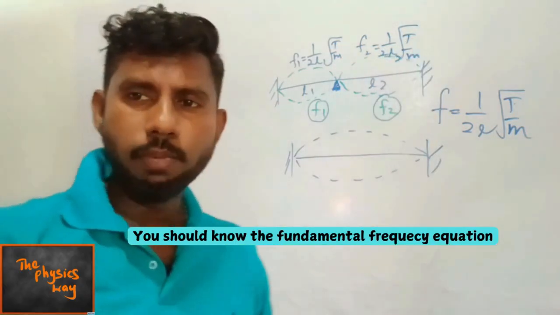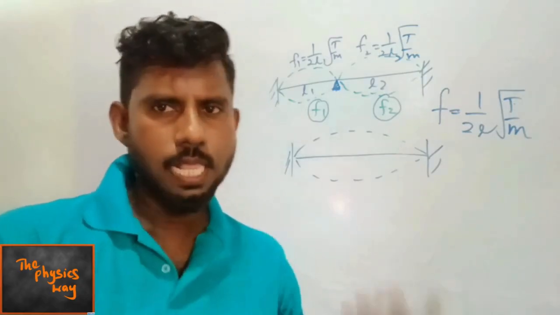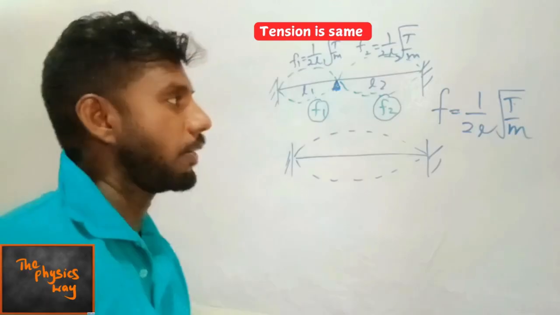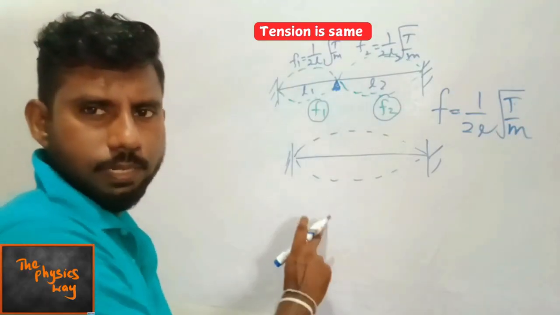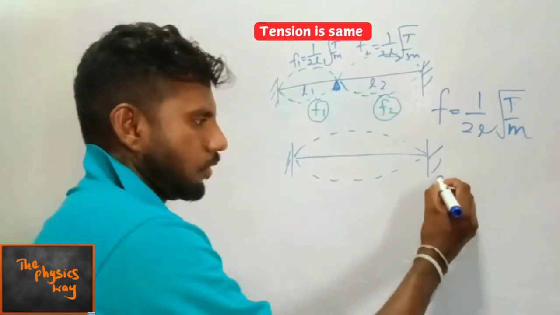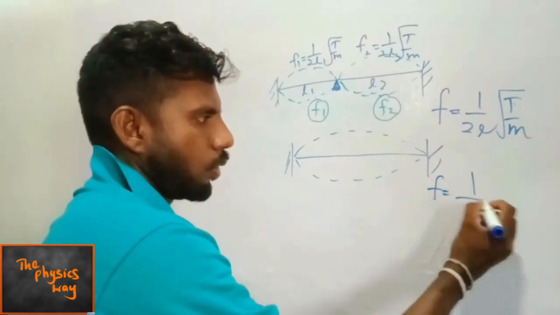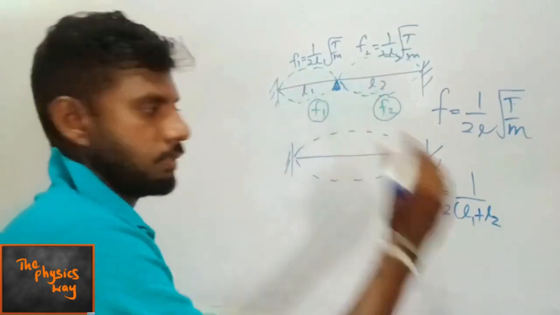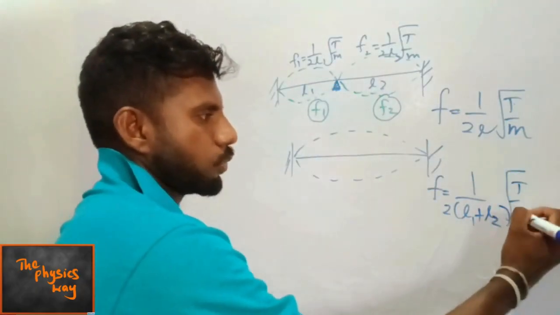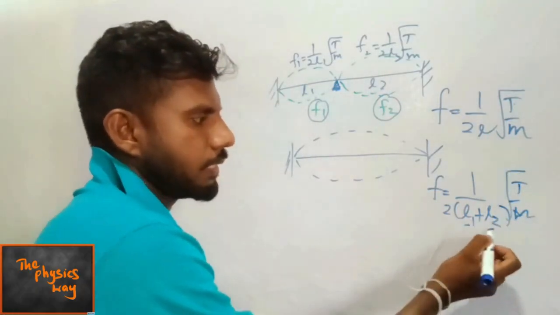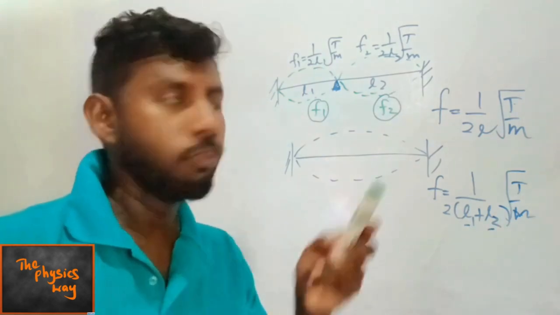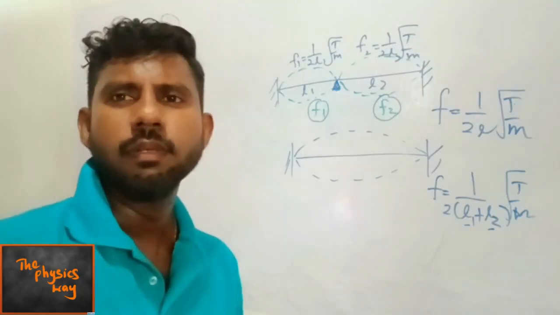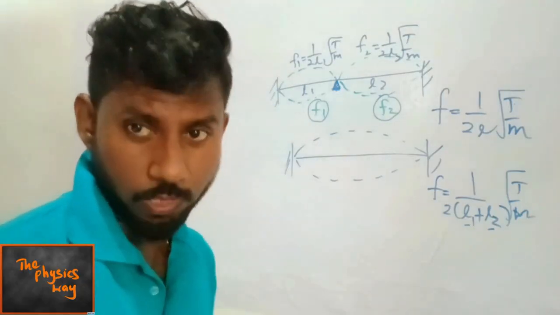Here I am making an assumption: the tension of the string is the same for both cases. That is how it is. So I'm going to write the last equation for this one. The final F equals 1 over 2 times (L1 plus L2), that is the total length, and then root T over M. So my plan is to find L1 and L2 in terms of F1 and F2. If I can replace them with F1 and F2, I'm getting the answer. Let's work on it.